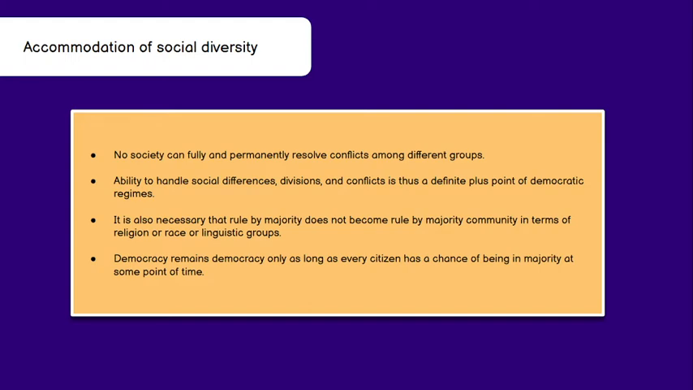It is also necessary that rule by majority does not become rule by majority community in terms of religion or race or linguistic groups. So this point means that if a law is made and the majority supports it, it should not be just the majority community that supports it. It should be like all the communities come together and a majority of that group will support a law or any rule made by the government. Democracy remains democracy only as long as every citizen has a chance of being in the majority at some point of time. So this is a very important point.